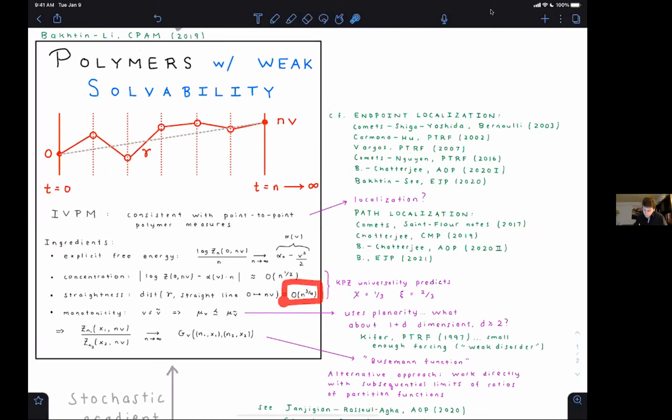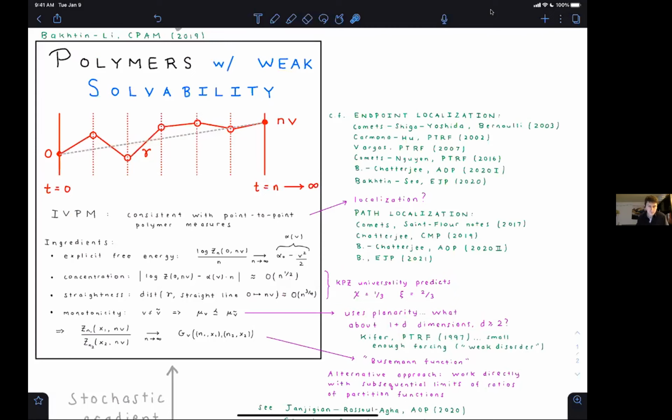Again, N to the 3/4. This serves the purposes well enough for Yuri's paper, but KPZ would suggest that the exponent is actually smaller. You can get N to the 2/3. Okay, so that's another interesting direction that you might pursue. And the fact that I can't get these exponents, at least at the moment, for this particular model is why maybe we only call it a weakly solvable model.